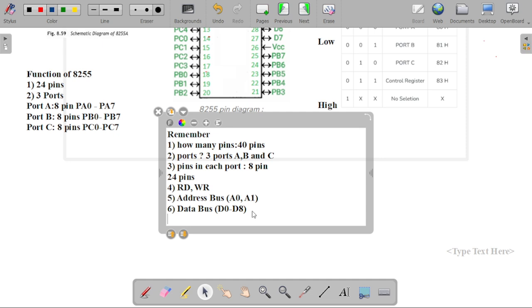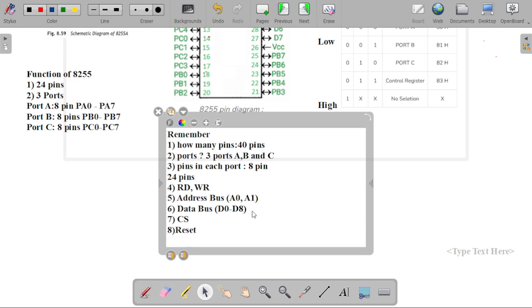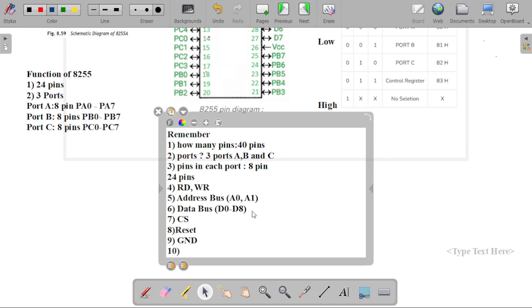And the last one, we also have the chip select signal and the reset signal. One more point is that the ground and VCC connections are available in our IC. So whenever you remember these total 10 points, it is easy to draw the pin diagram in our exam.